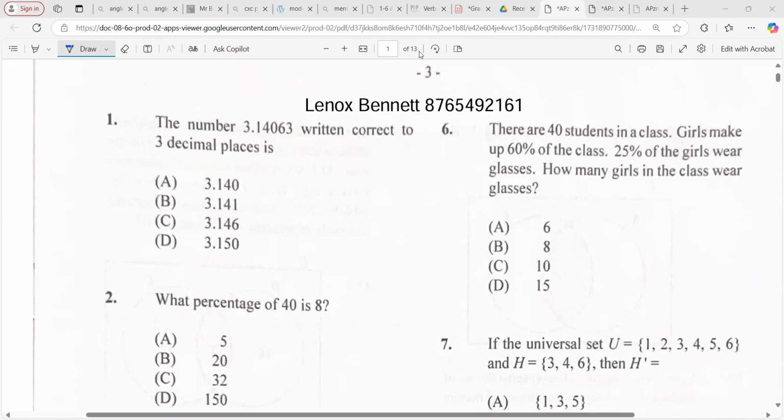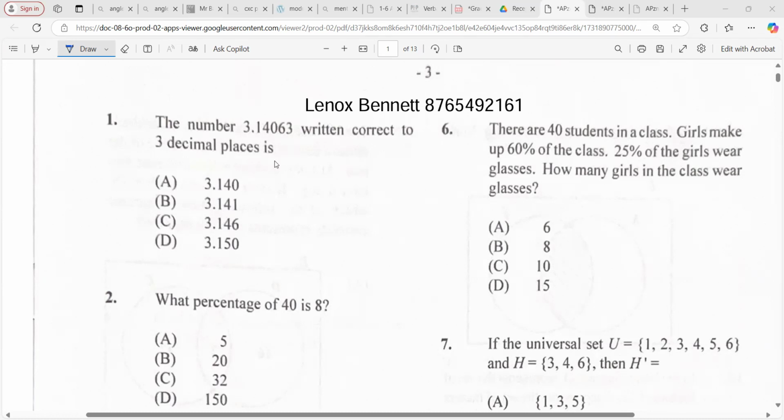Let's go. And we are looking at some multiple choice for the upcoming exams. Just a few, guys. So it says the number 3.14063 written corrected to 3 decimal places is.